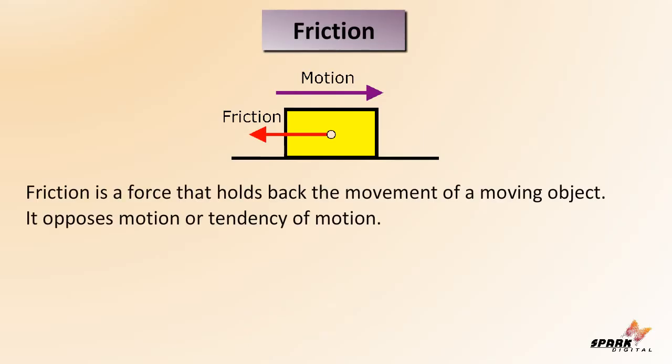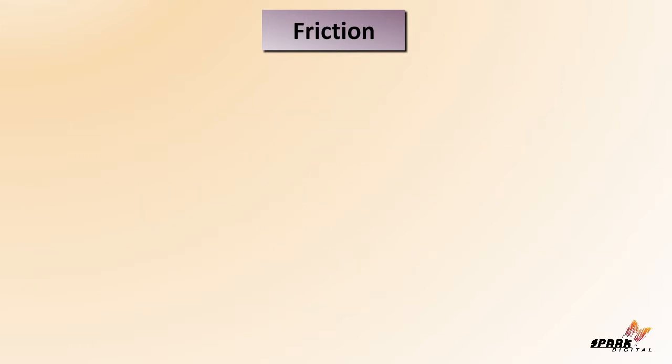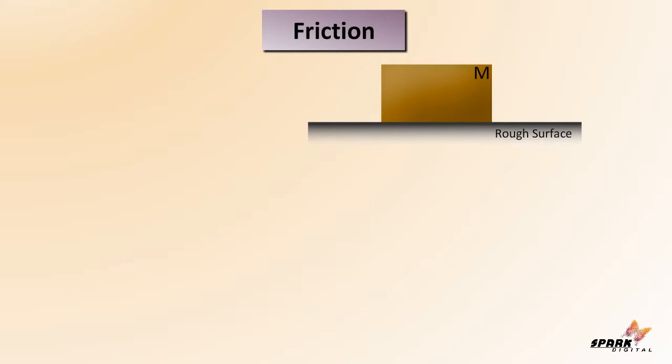Friction is a force that holds back the movement of a moving object, meaning it opposes motion or tendency of motion. Friction is caused by the microscopic interactions between the two surfaces. Let us analyze the situation. Here, a block is placed on a rough surface.